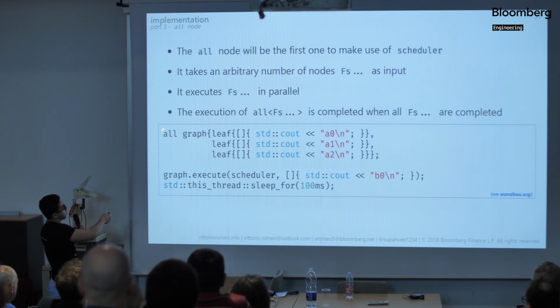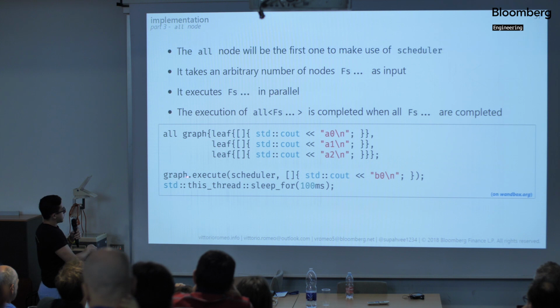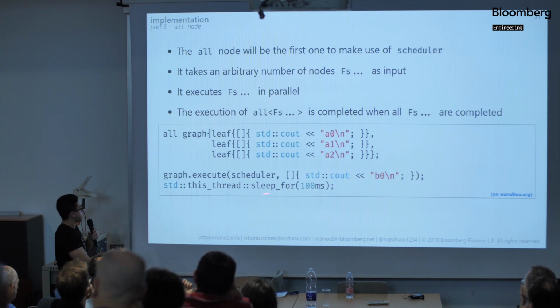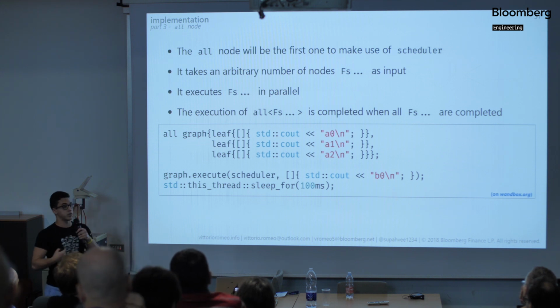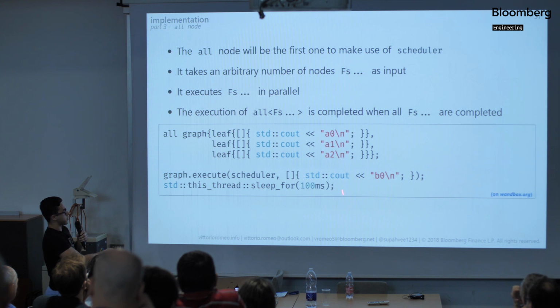You can say, I have an all node called graph, which is composed of 3 leaves, A0, A1, and A2. Then I'm going to execute my graph with some scheduler, and my continuation will be B0. And note this very production-ready sleep over here that prevents the graph from going out of scope, because we don't know when this will be completed, so it has to be kept alive because the shared state is in place inside the graph. So there are ways of making this nice and deterministic, but for this example, just sleeping will do.